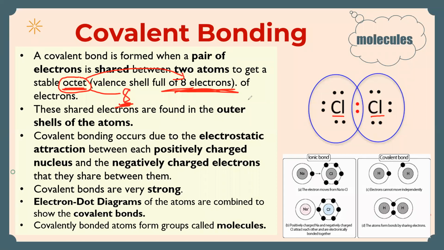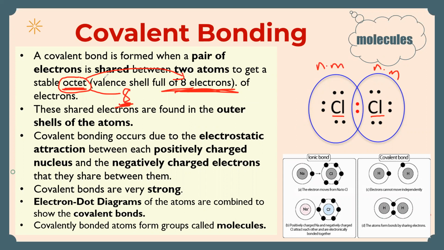Okay, so when we were talking about covalent bonding, we're talking about a sharing of electrons between two non-metal atoms. So it's always a non-metal with another non-metal. That's the basic idea. So what's the purpose of covalent bonding?